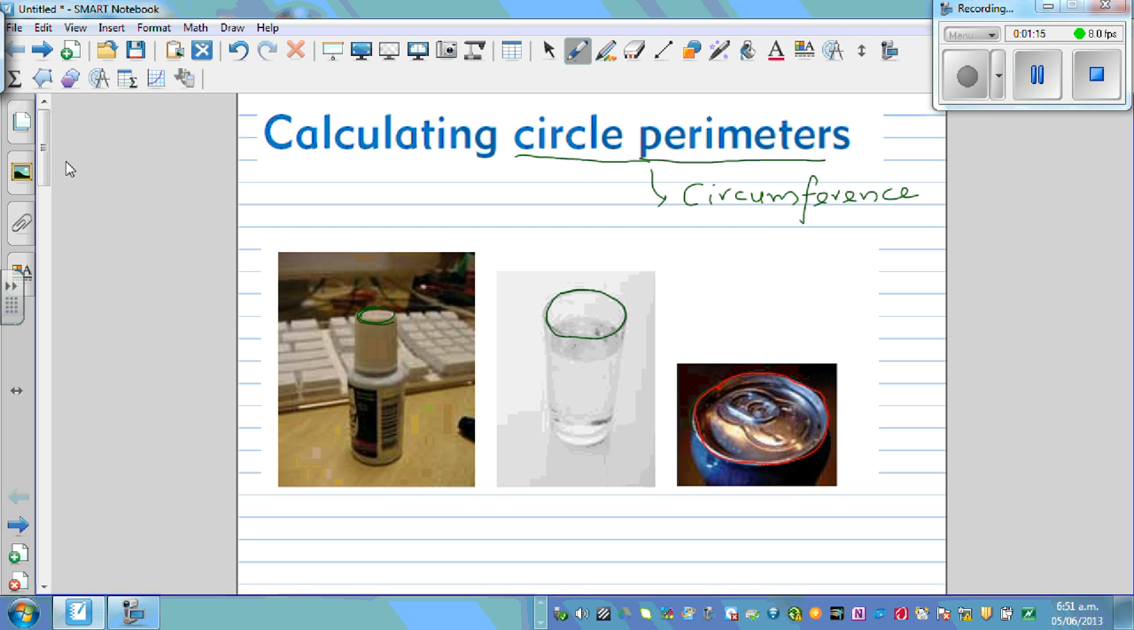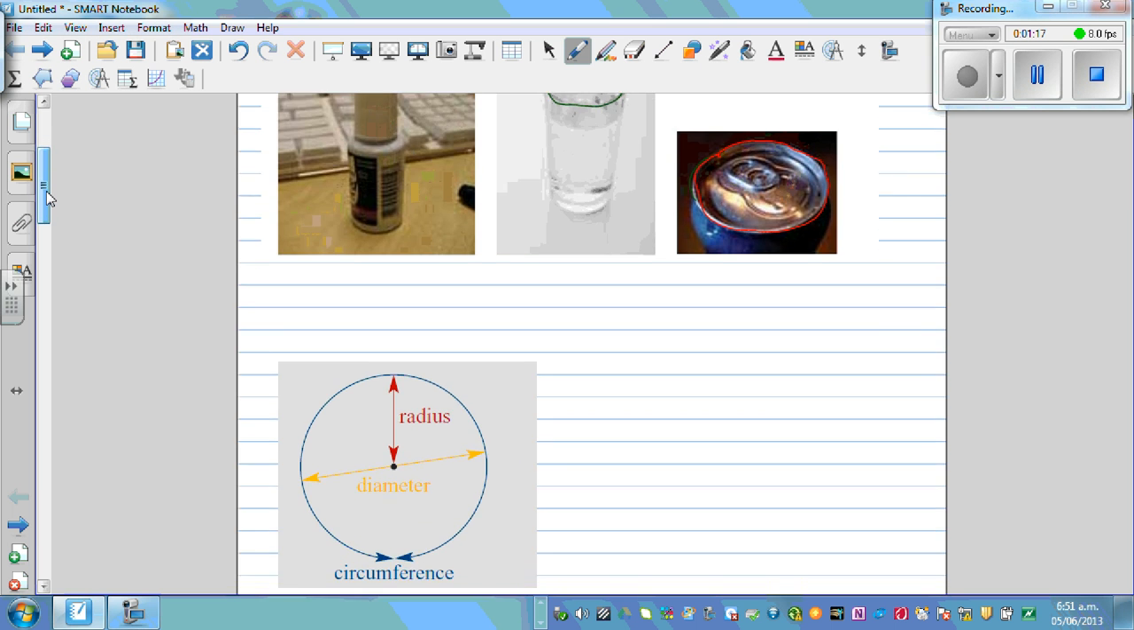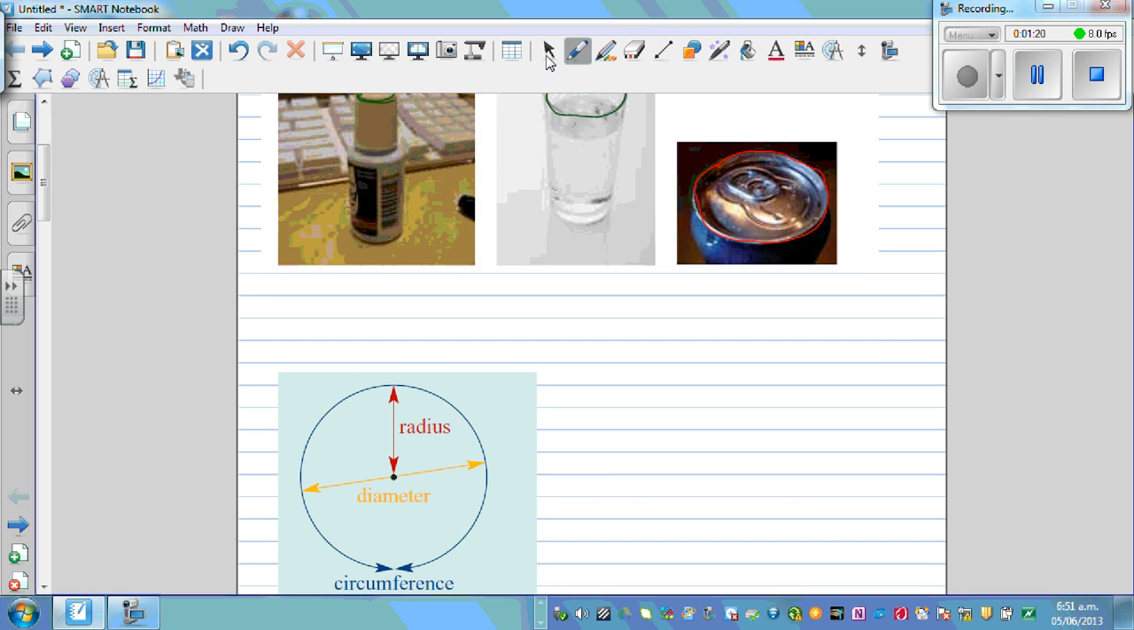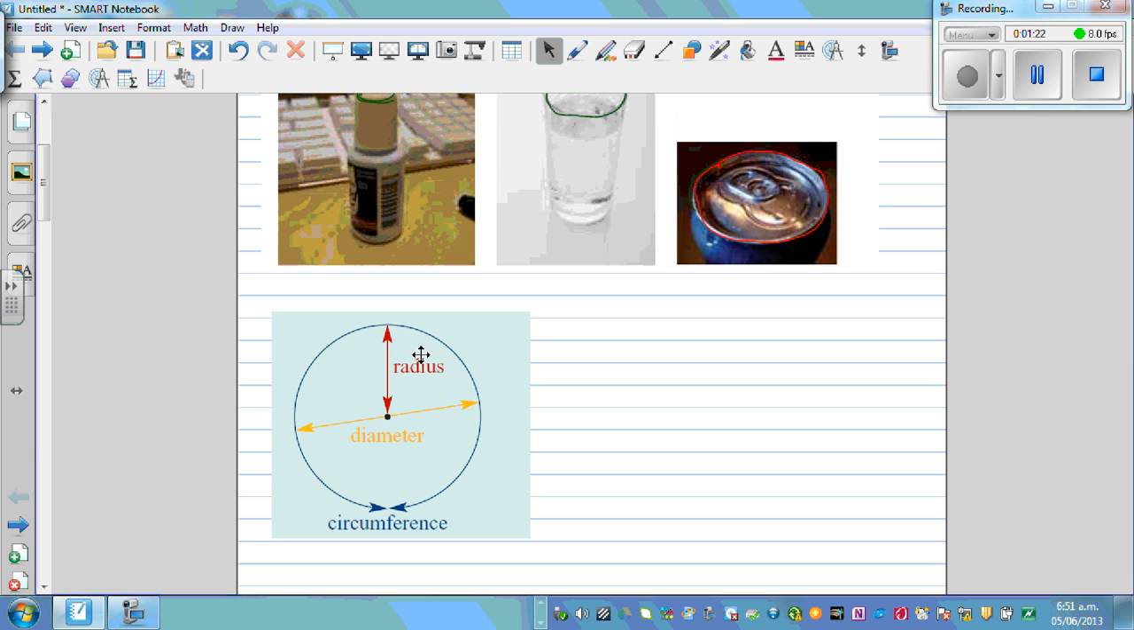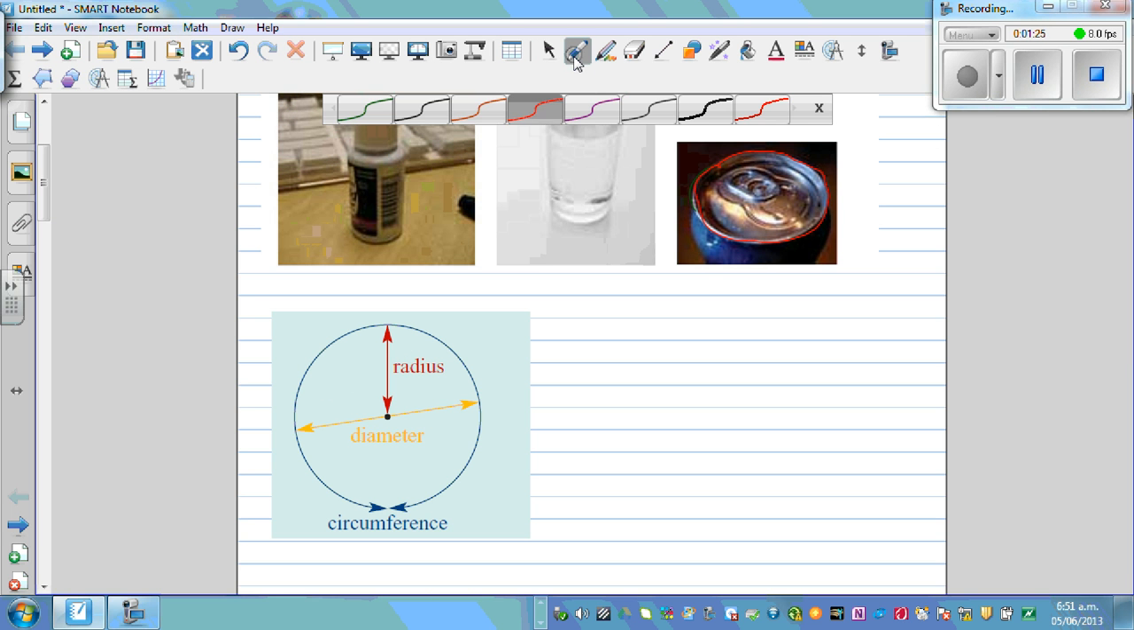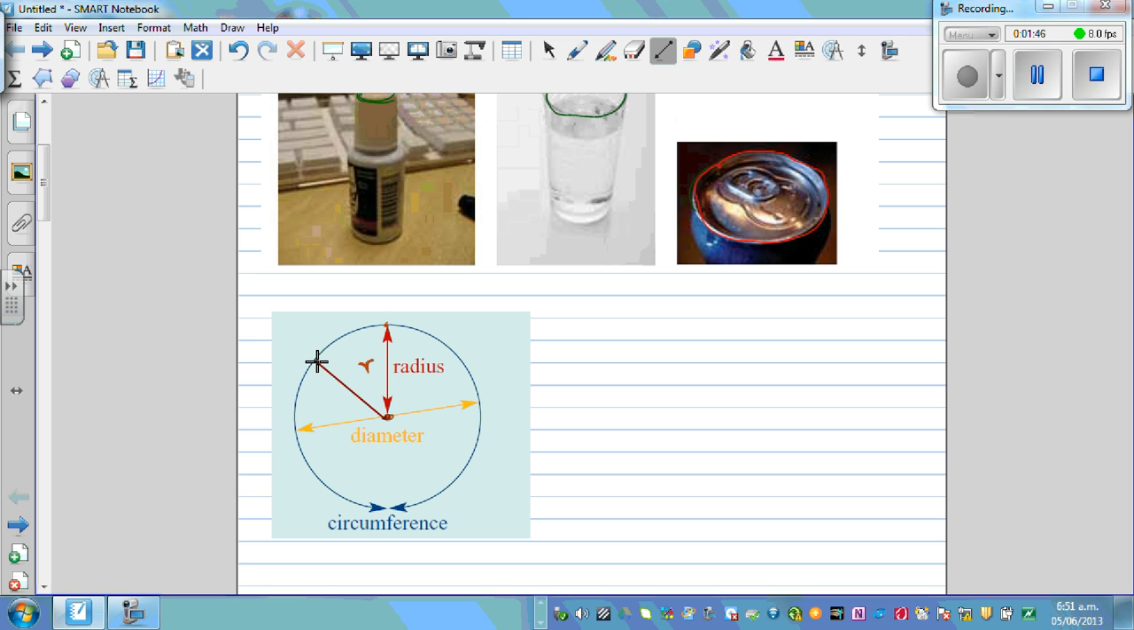Now there is a formula, so let's talk about the circle first. A circle has a center, so this is the center of the circle. This distance from the center to any point on the circle is called the radius. So let's use the letter R for radius. Radius is the distance from the center to any point on the circle. If you draw a ray like this, or join this, this is also a radius. So this is also R.